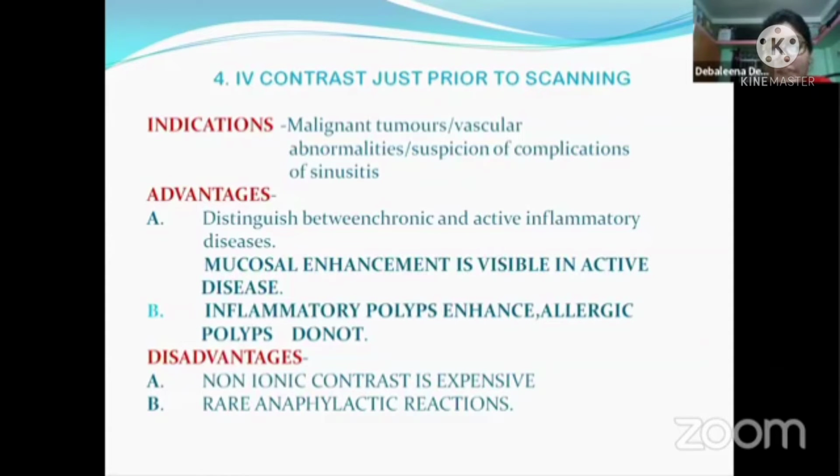This is because in inflammation, there is a huge amount of blood going in, and so the contrast enhancement is high. The disadvantages are that the non-ionic contrast is expensive, and sometimes we may encounter rare anaphylactic reactions. The non-ionic contrast that we usually use is Omnipaque, 1 ml per second, a maximum of 80 ml.